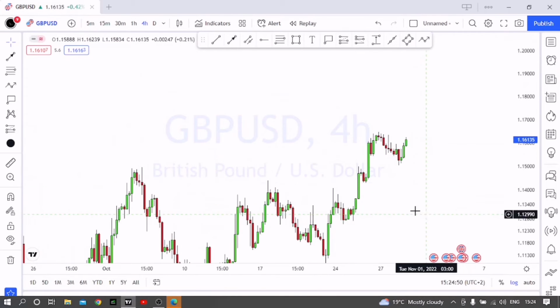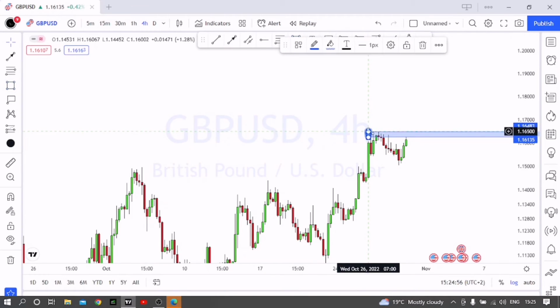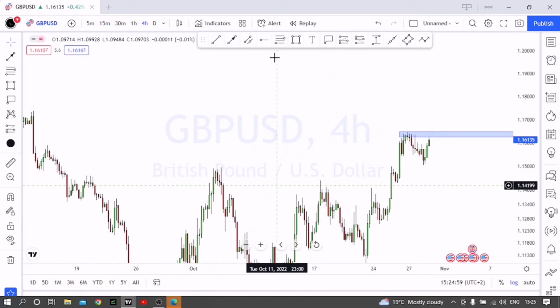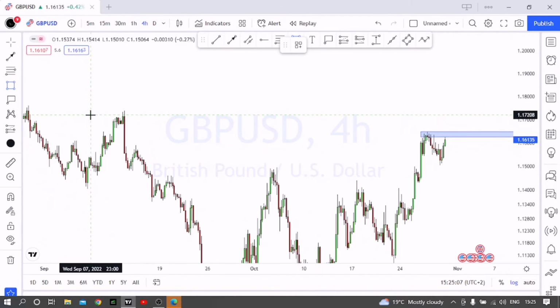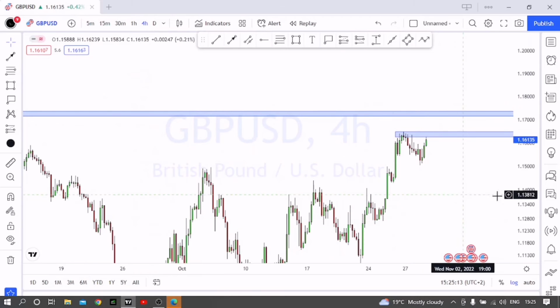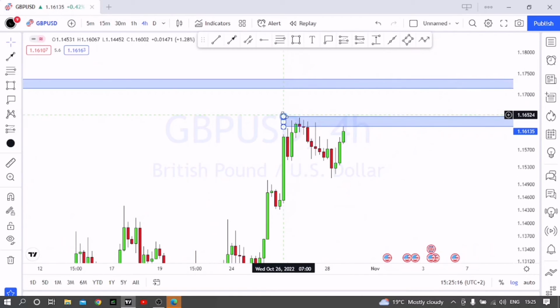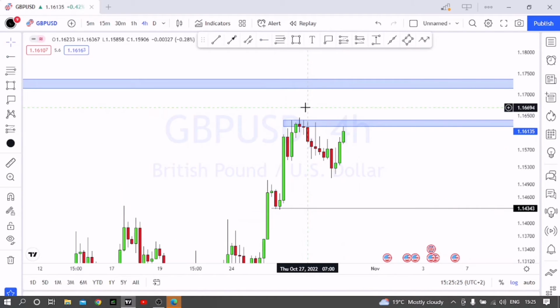GBP USD. We have this high that was put in place, and we are looking bullish, by the way. We've been breaking structures. So with the structures we've been breaking, we have this lower high right here that formed this higher low that formed this high right here, had this pullback, continuation back up.